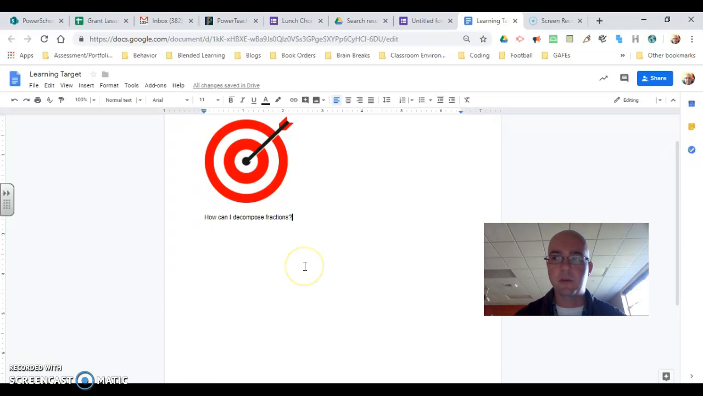So if you think about a fraction circle, if you had the fraction 3/4 and you broke it apart into smaller parts, that's decomposing. So if you took that fraction circle apart and looked at the parts.